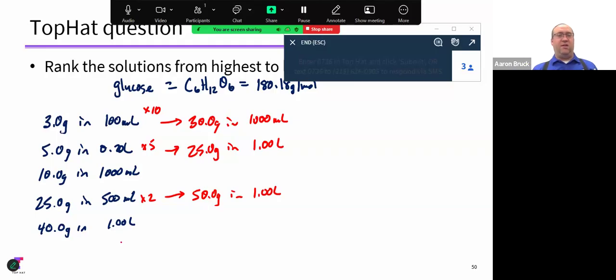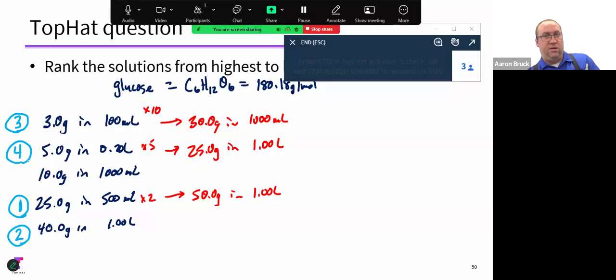This one's already in a liter as well. So now I have an even playing field for comparison. So, ranking these in order from highest to lowest, this fourth one is the most concentrated, so it would have the highest osmotic pressure. Next in line would be this one, followed by this one, then this one, and then finally the 10 grams in 1,000 would be the least concentrated and therefore have the least osmotic pressure.